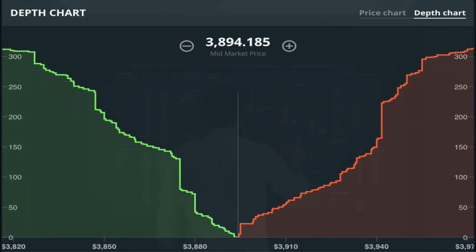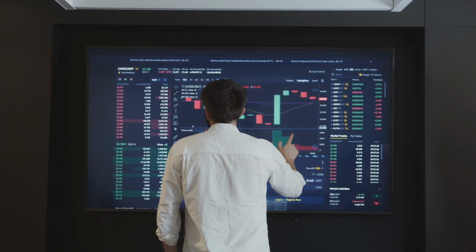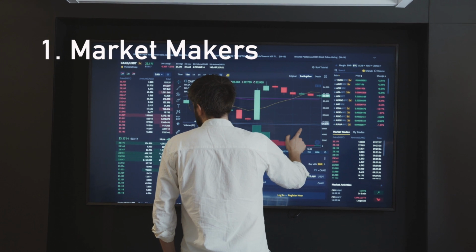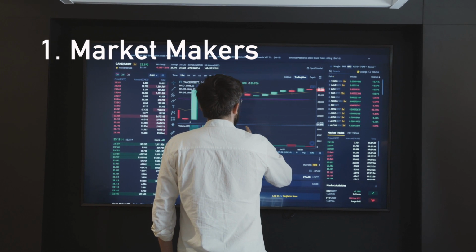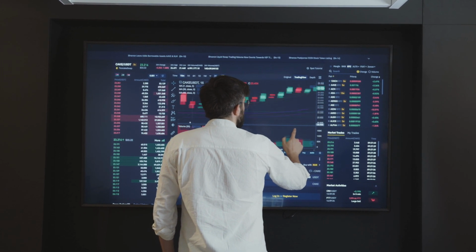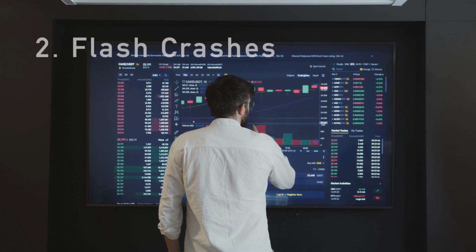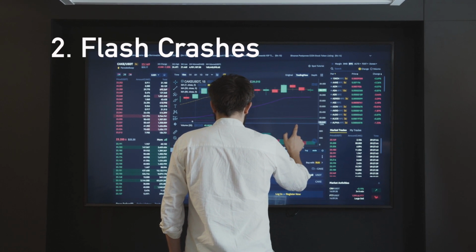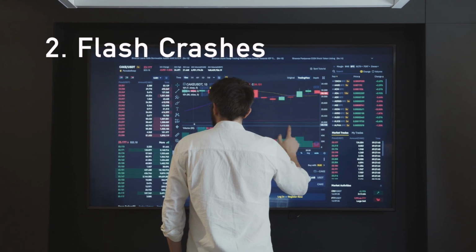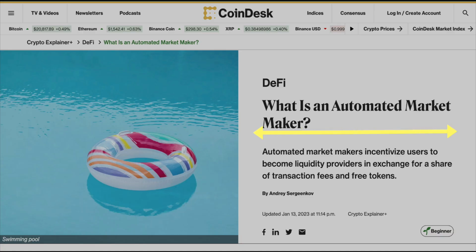However, there are a few potential disadvantages of using an order book. One is the possibility of market manipulation by market makers, who can artificially inflate or deflate prices by placing large orders. Another is the risk of flash crashes, where prices can suddenly drop due to large sell orders. Therefore, more decentralized exchanges are turning to automated market makers to overcome those drawbacks.